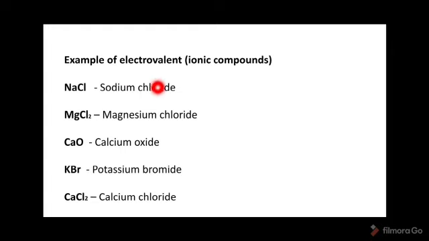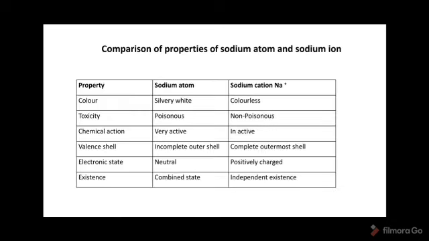Examples of electrovalent compounds: NaCl, magnesium chloride, calcium oxide, potassium bromide and calcium chloride. See, sodium, magnesium, calcium, potassium are metals. Chlorine, oxygen, bromine are non-metals. So the electrovalent bond is formed between them.